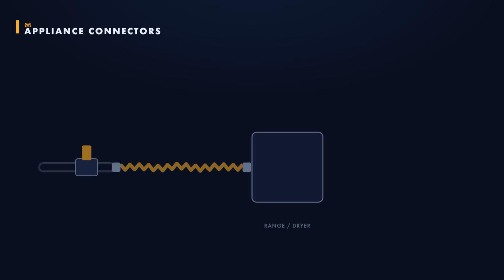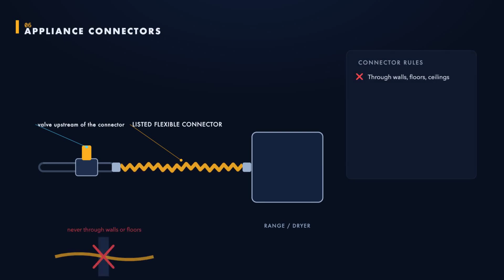Between the valve and the appliance, you will often find a listed flexible connector. Connectors have hard rules. They never pass through walls, partitions, ceilings, or floors, and they are never concealed. The gas outlet stays in the same room as the appliance.